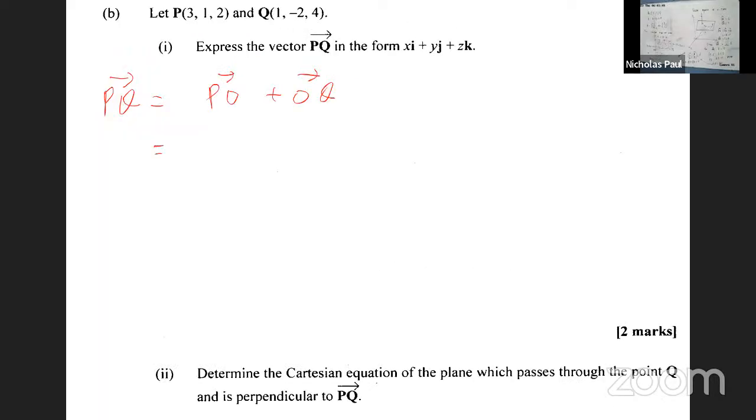All right, so PO is -3 -1 -2. OQ is 1 -2 4. -3 plus 1, that's -2. -3 2. Right, so you have PQ. Now you want to get a Cartesian form, so you're using r dot n is equal to a dot n.